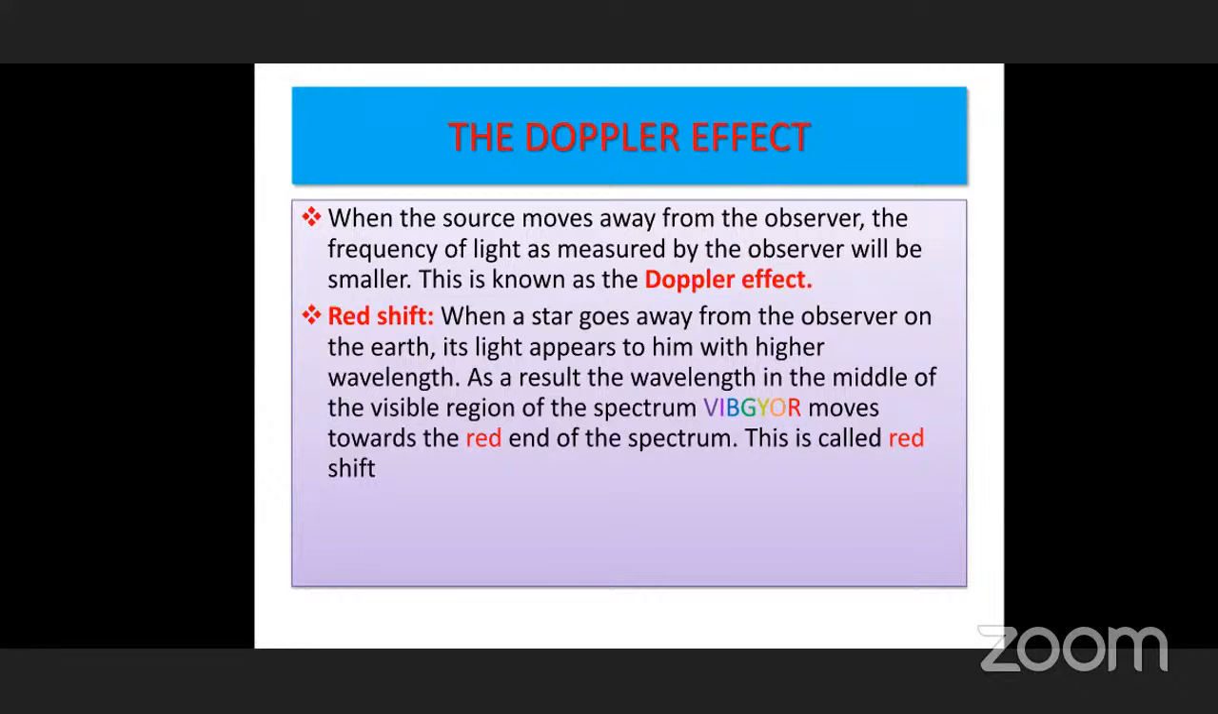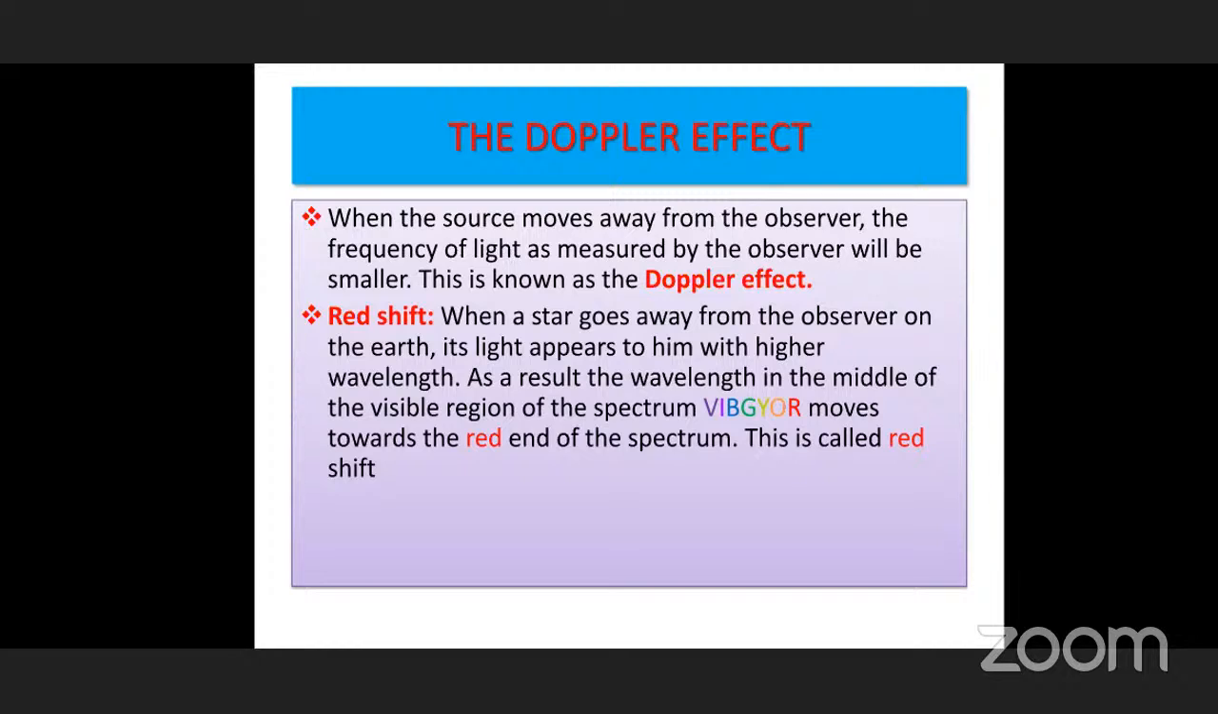But the total galaxy is in motion. Slowly they are changing, you know. In the galaxy, a number of stars are there, and the total galaxy is moving. While it is moving, when a star goes away from the observer on the Earth, we are observing a star. It is moving away, then its light appears to us with higher wavelength.